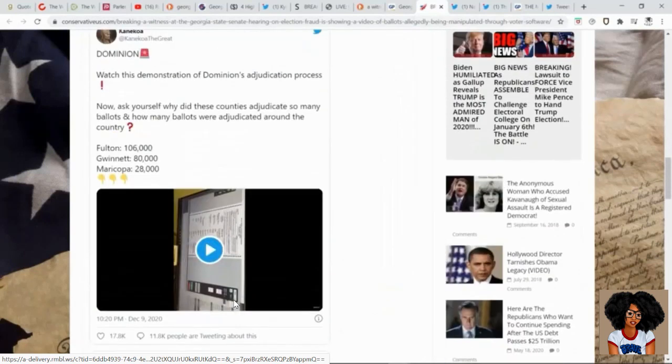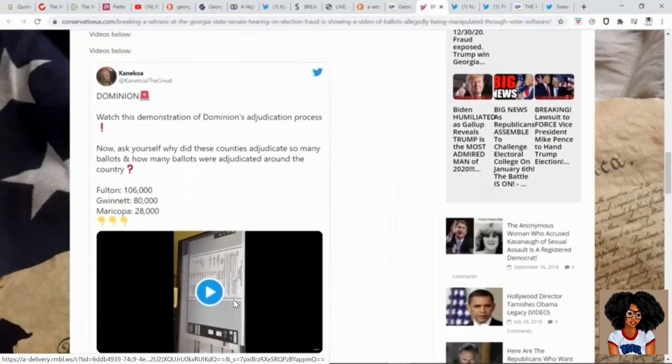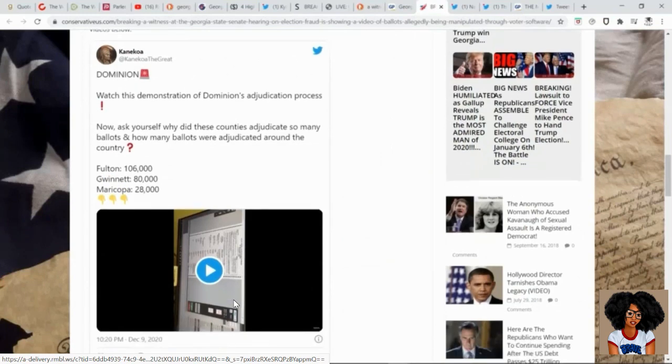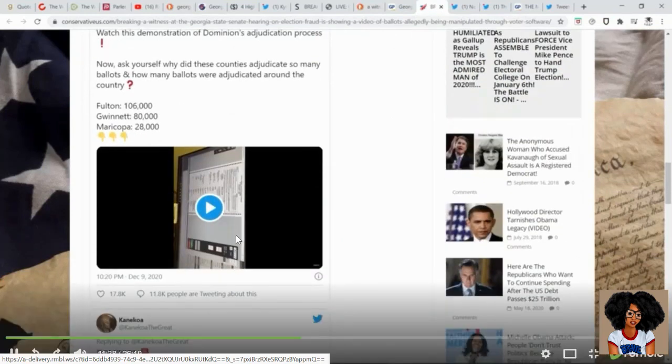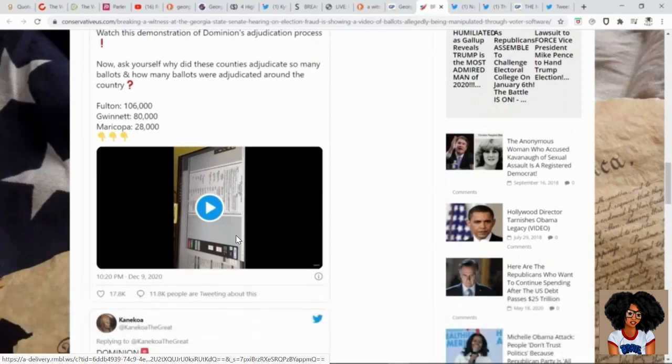So look, here's a little bit more about the Dominion voting systems and the adjudication process. This is kind of short. I'm going to play this. This will show how easy it is to take these Dominion votes and just flip them right over to any other candidate.